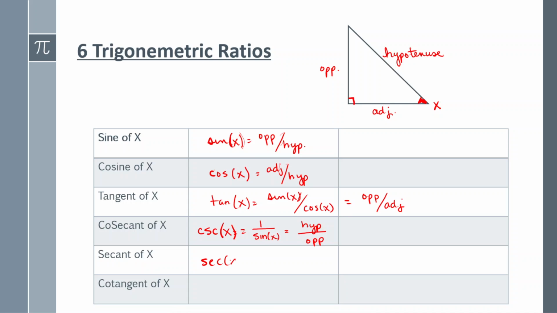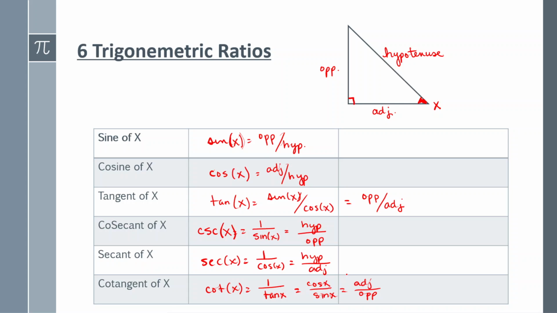Secant is based on cosine, and so it is hypotenuse over adjacent. And cotangent is actually 1 over tangent, which makes it cosine over sine, which makes it adjacent over opposite. So we have 3 different ways we can talk about cotangent.